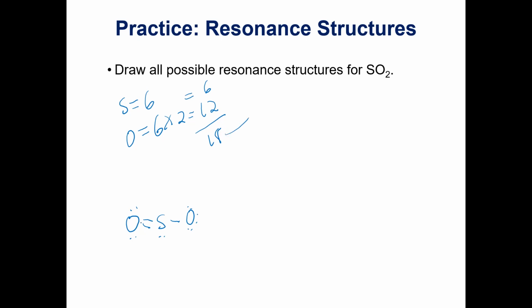Now I put the double bond on the left, but I could just as easily have drawn it on the right. So if I basically flip this structure, I can put the double bond between the other sulfur and oxygen. And either of these structures would be equally valid.